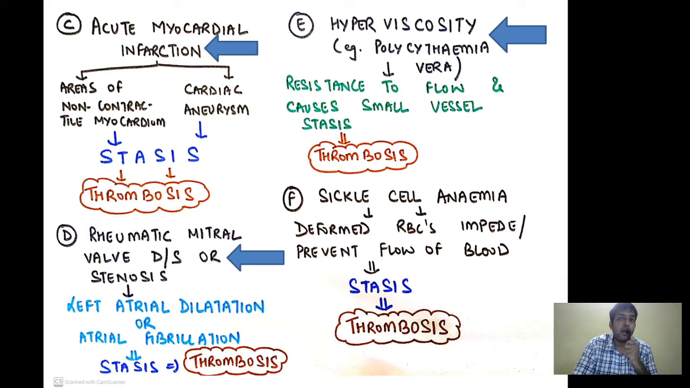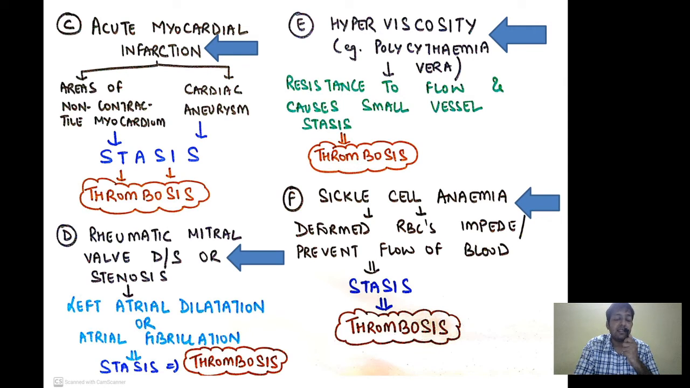Now the fifth point is hyperviscosity, as it is seen in a hematological disorder called polycythemia vera. What happens in polycythemia vera? Our blood becomes very thick. Okay, there is panmyelosis, there is increase in the levels of all three lineages. Okay, RBCs, WBCs and platelets, all of them increase in quantity and amount. So what happens is that in this condition there is a resistance to the flow of blood, which causes small vessel stasis leading to thrombosis.